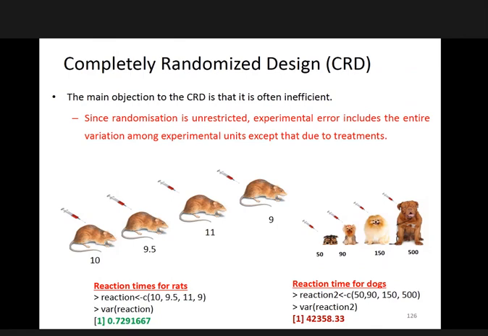And 0.72, let's say 0.73. So this is the variability that exists among these rats when we treat the rats with the same treatment. We give them the same treatment, let's say some kind of a drug and so on.